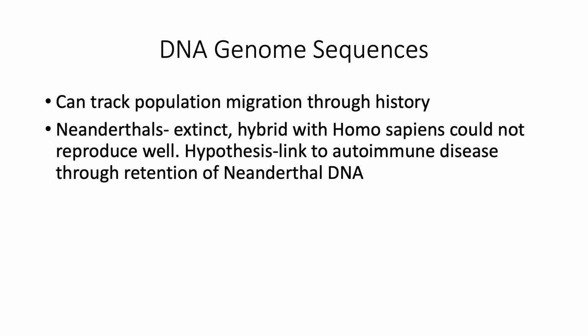So you can track population migration through history. This has been done to determine whether you have contiguous populations that have been separated over time by water bodies or some other element where they moved and water covered the connecting areas. Neanderthals, for example, are extinct. There was a hybrid with Homo sapiens, but they could not reproduce well. There was a hypothesis that there was a link to autoimmune disease, and everybody has a little bit of Neanderthal DNA in them.